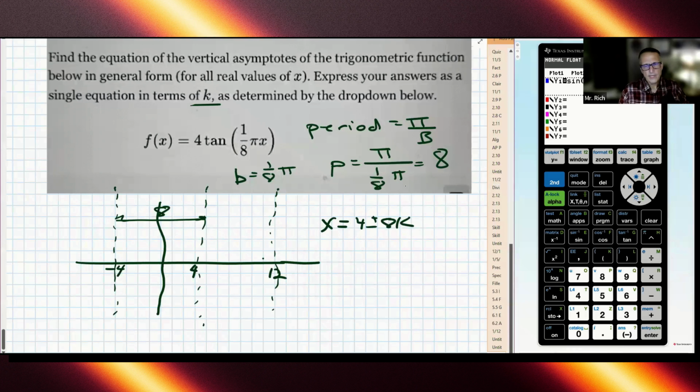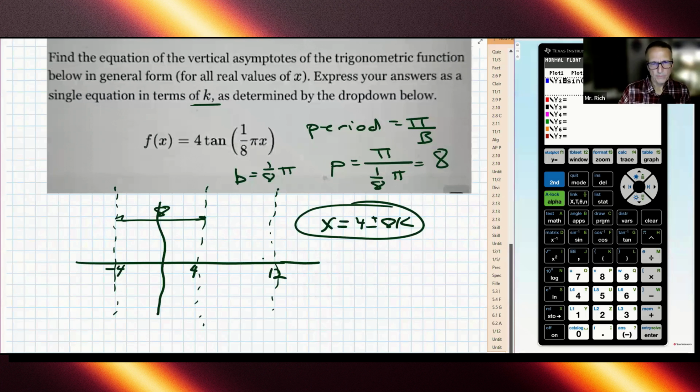8k. So when k is 0, you have an asymptote at 4. When k is 1, you have an asymptote at 12. When it's 2, you have an asymptote at 20. If k is -1, you would have an asymptote at -4. So that should be the expression for the equations of your vertical asymptotes.